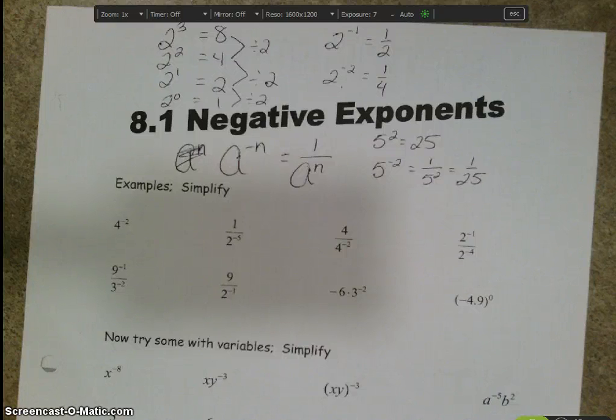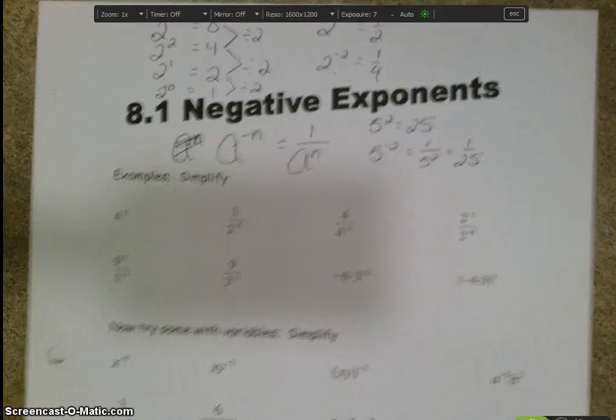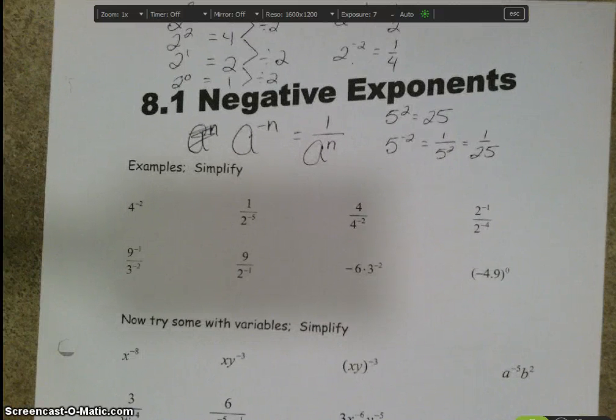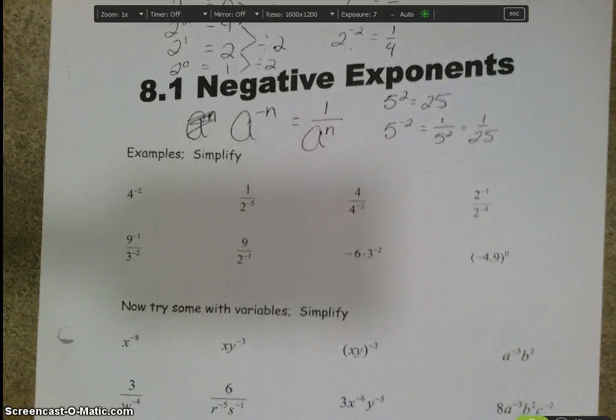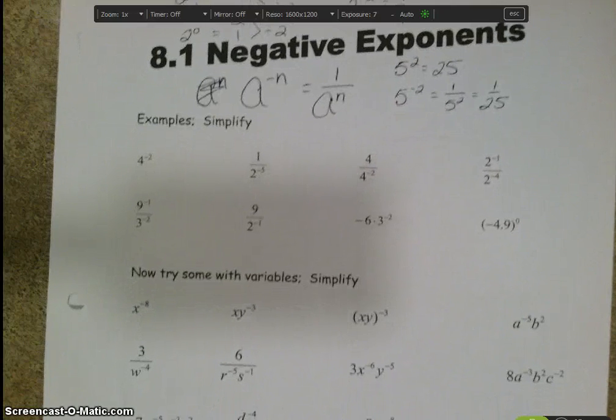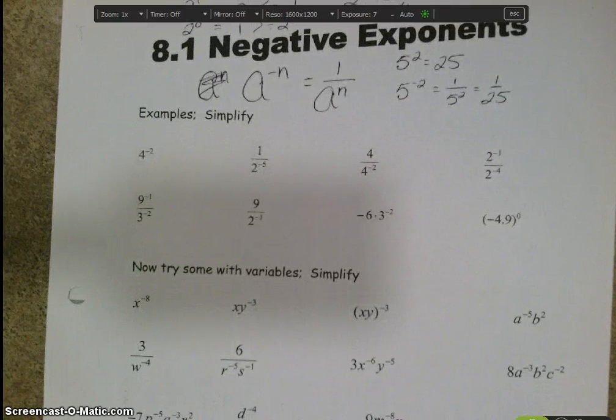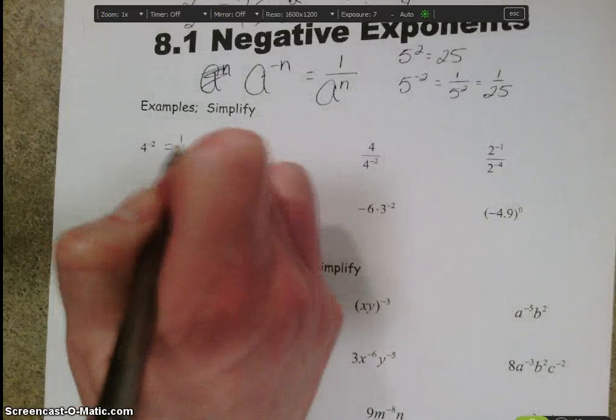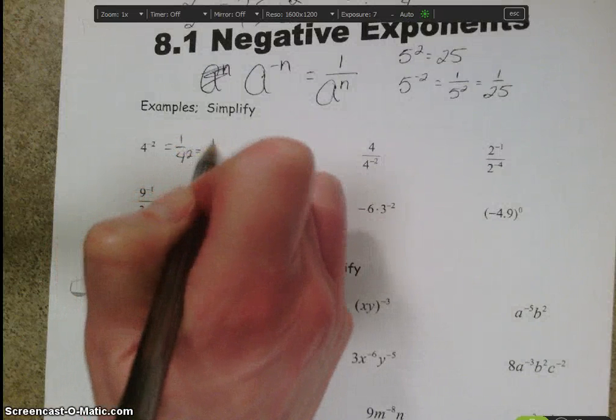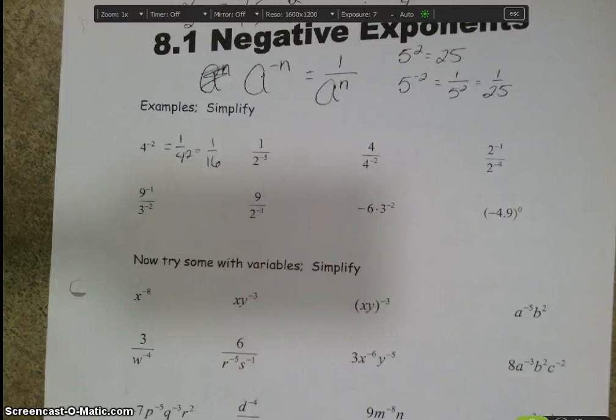Okay? So I'm going to go through some of these examples and try to be kind of quick so you don't have to watch a big long video. Starting with 4 to the negative 2, that's 1 over 16. And if you want to pause at any time and try some of these on your own, go for it. I'm just going to kind of go through them quickly.